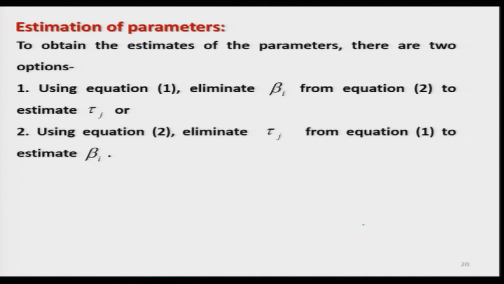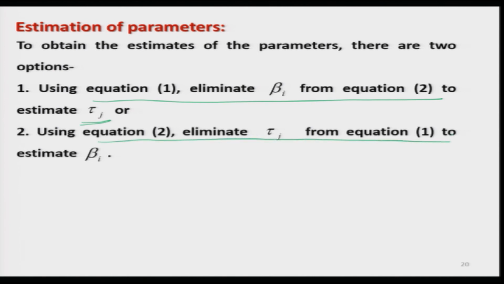Now, you can see here that all the b plus v parameters cannot be obtained uniquely from these b plus v minus 1 equations. So, we have two options if we want to estimate the parameters. Using equation 1, we can eliminate beta i from equation 2 and estimate the treatment effect tau j, or the second alternative is that using equation 2 we eliminate tau j from equation 1 and estimate beta i. That is the same thing.